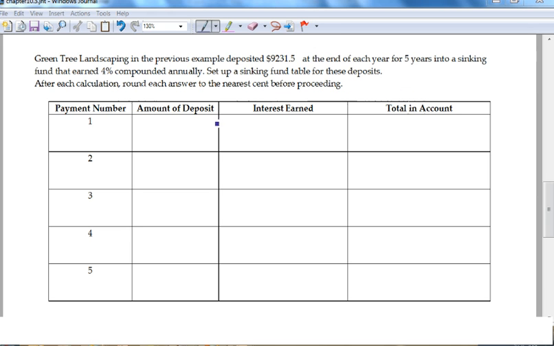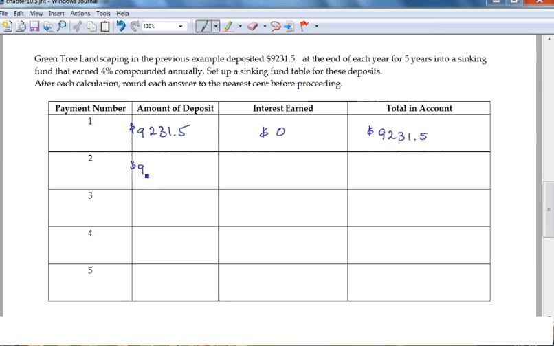So we know that the amount deposited for the first payment is $9,231.50. The interest, because it's made at the end of the period, they're not making in the first year. No interest, because they pay at the end of the year $9,231. So the account so far now has $9,231.50. Then the second year they're going to make the same amount.